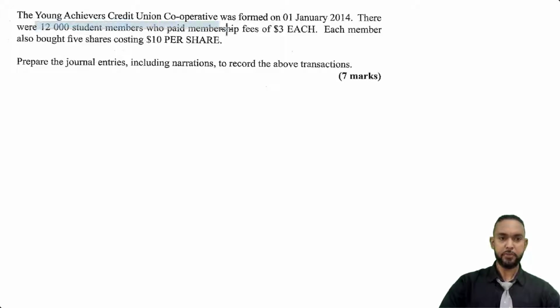So there were 12,000 student members who paid membership fees of $3 each. So 12,000 by 3 is 36,000. So we have money coming in. So that's going to require a debit to cash or bank, and it's coming from membership fees. So we're going to have to credit membership fees. So let's go across to our general journal.